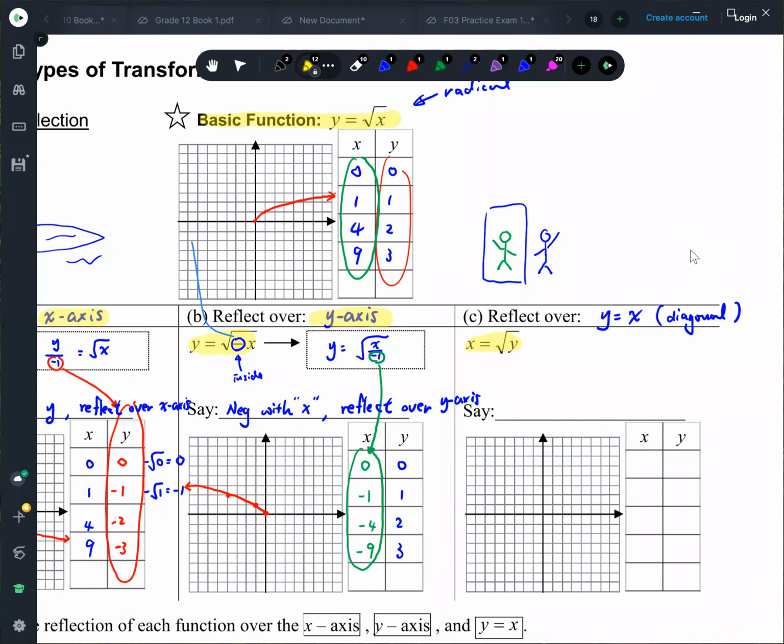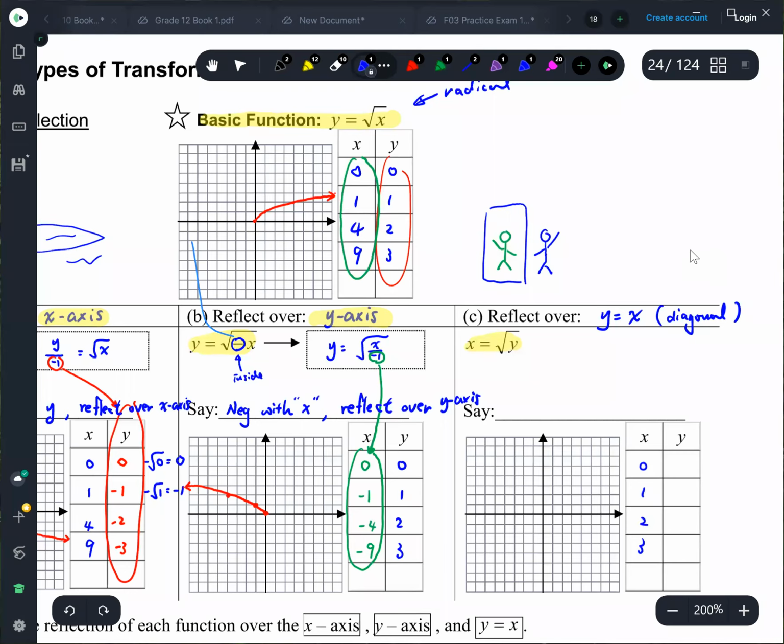And how do we get a table then? Evan, how do we get the table for the inverse? Don't you just flip x and y too? Yeah, so can you tell me the table then? 0, 1, 2, 3, and then the y. And then 0, -1, -4, -9.